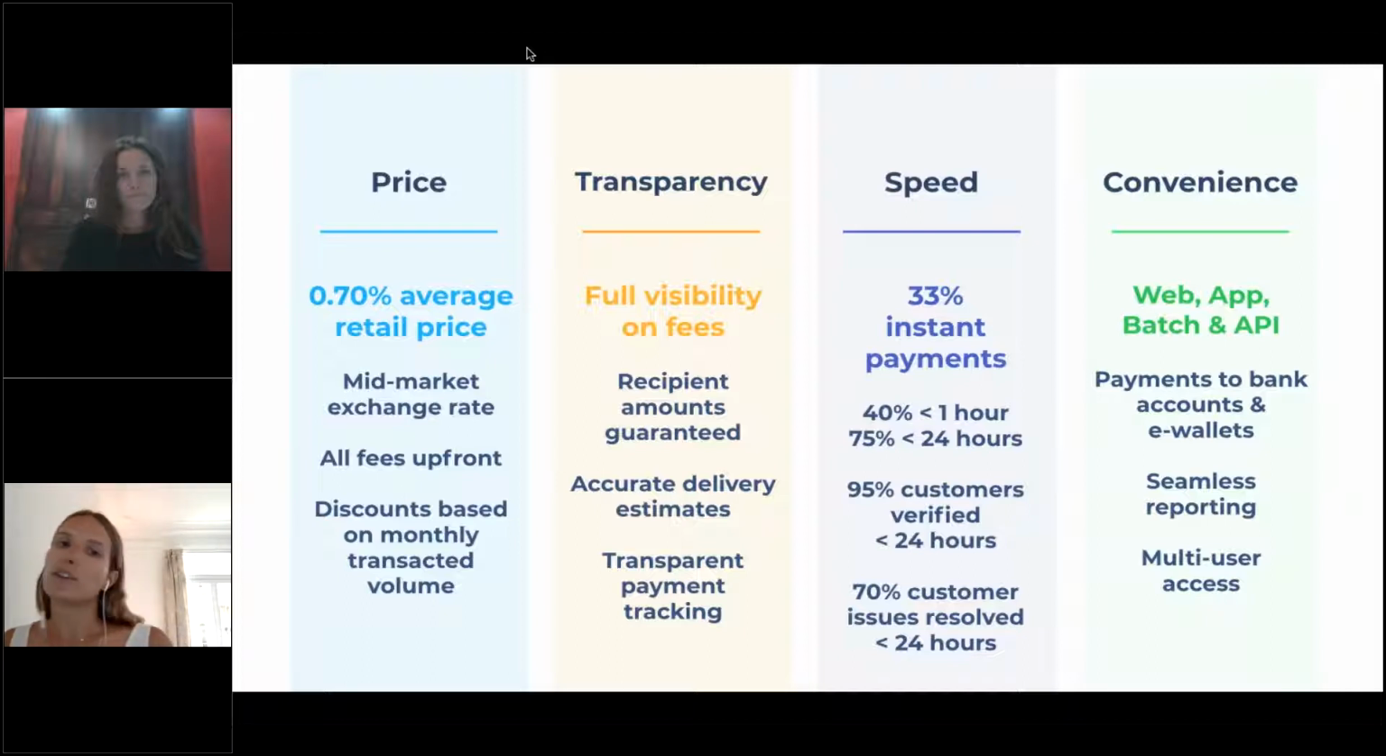And the second aspect of convenience is obviously for you, the customers. So you can access Transferwise through web, through app, and we have different features that are available that we'll look at a little bit later, but batch payments, API integrations, having multiple users access your Transferwise account, and also reporting, which we know is very important to businesses.